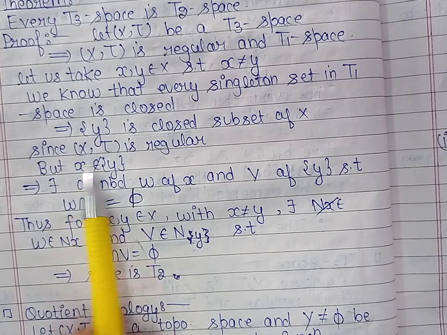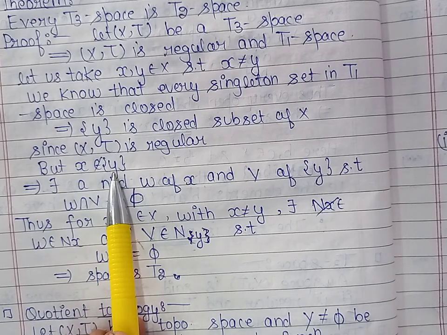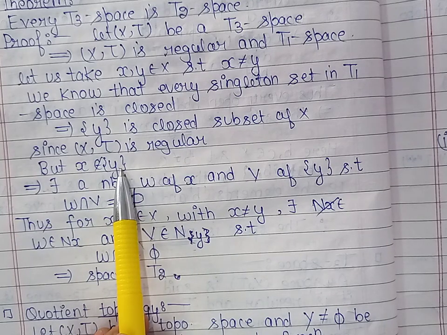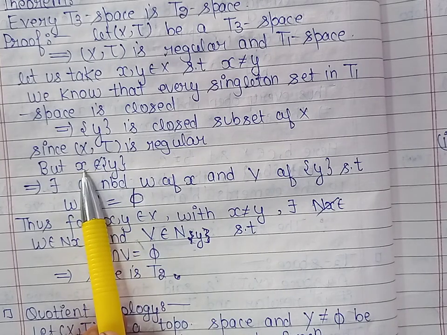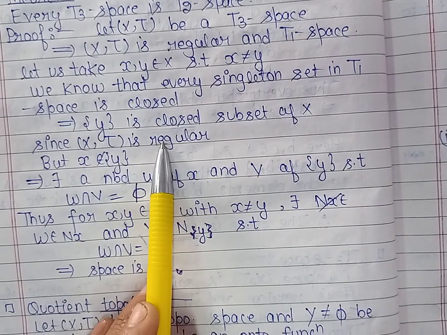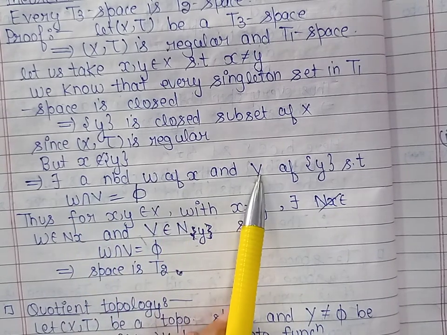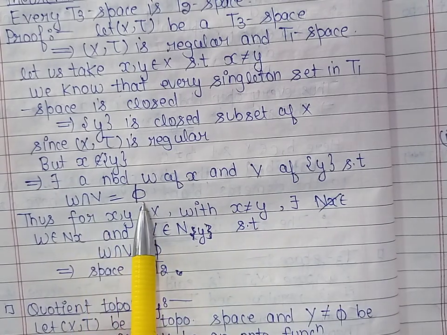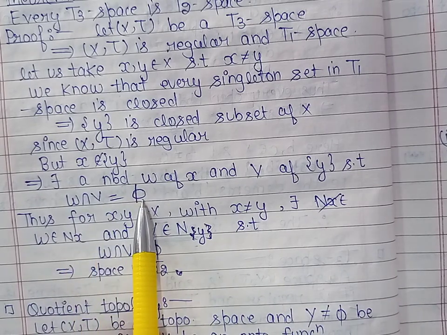So we have a point and a closed set such that the point does not belong to the closed set. And also the topological space is regular. So by definition of regularity, if we have a point and a closed set which does not contain that point, then there exist their disjoint neighborhoods. So there will exist a neighborhood W of the point x and a neighborhood V of the set {y} such that these neighborhoods are disjoint. It means the intersection of W with V is empty.